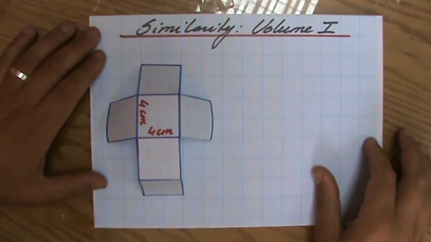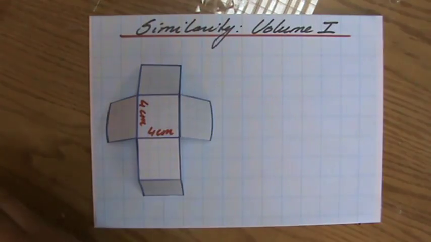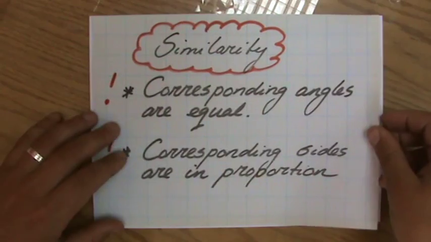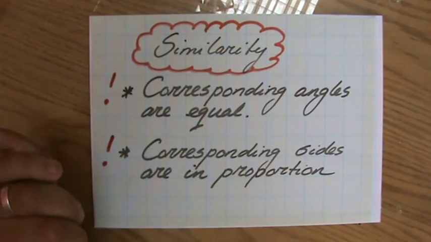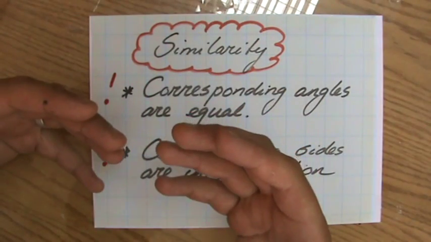Welcome to this video about similarity with regards to volume. In my previous videos I've explained what similarity is very quickly. A summary: in similar figures, corresponding angles are equal and corresponding sizes or lengths are in proportion.